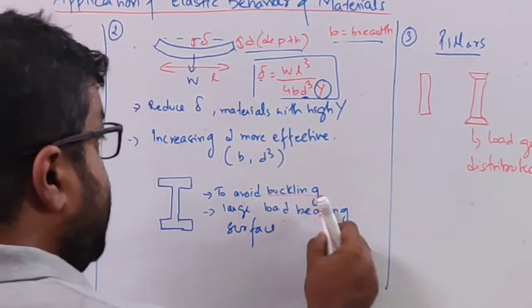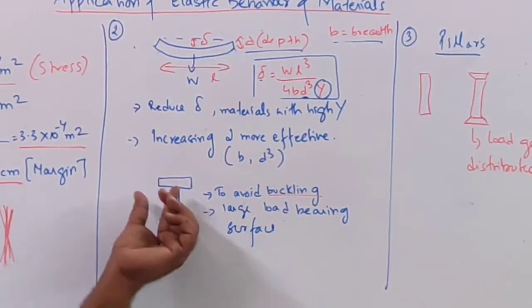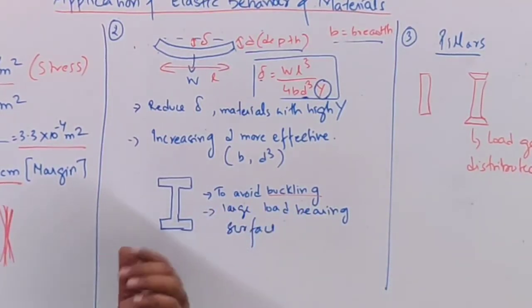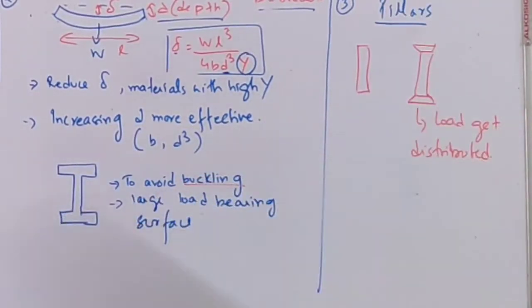Now this term buckling means bending. Bending means buckling. And it also gives a large load bearing surface. This structure gives a large load bearing surface. Now the third example is the structure of a pillar.